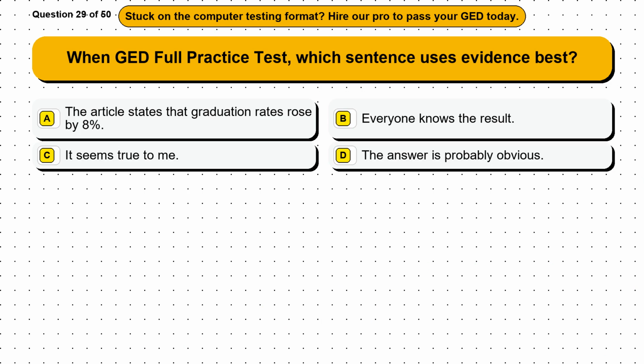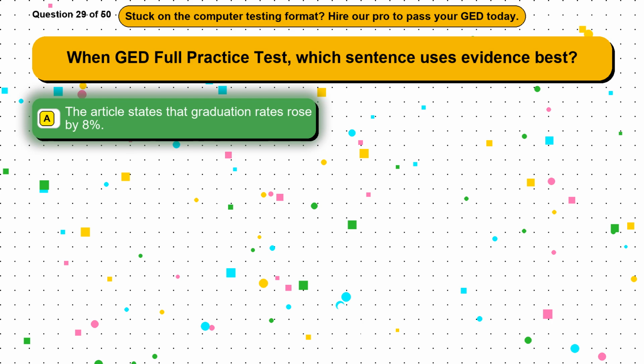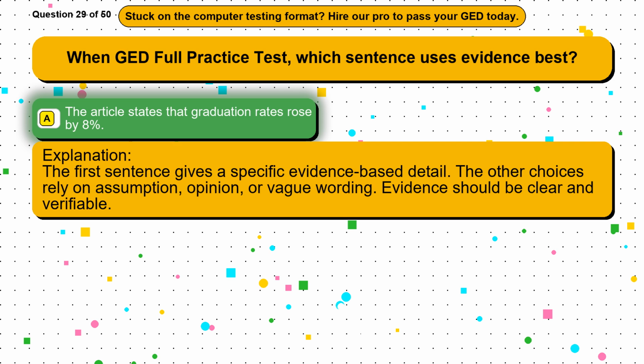Question 29. When GED Full Practice Test, which sentence uses evidence best? Option A. The article states that graduation rates rose by 8%. Option B. Everyone knows the result. Option C. It seems true to me. Option D. The answer is probably obvious. The correct answer is option A. The article states that graduation rates rose by 8%. The first sentence gives a specific evidence-based detail. The other choices rely on assumption, opinion, or vague wording. Evidence should be clear and verifiable.